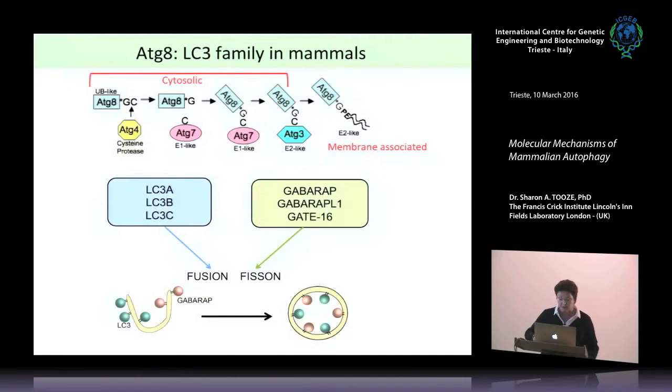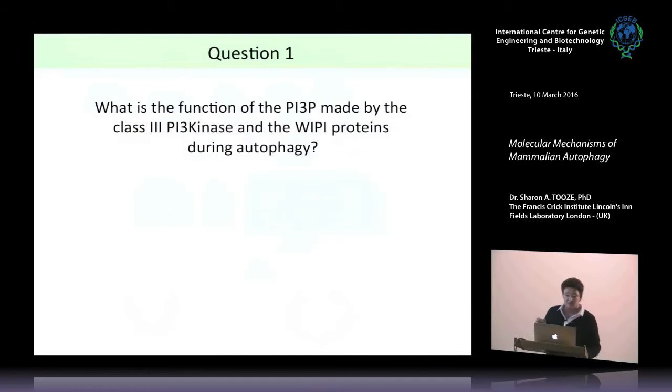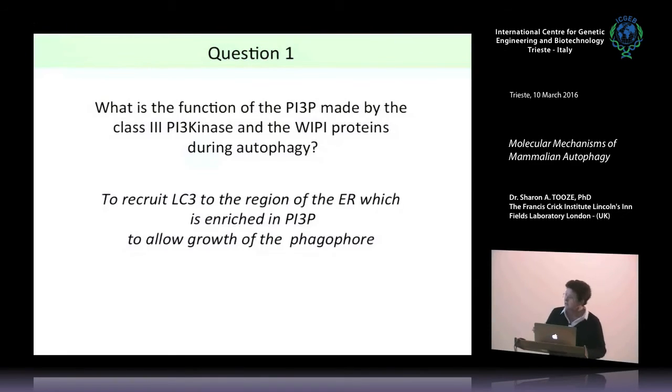So as I said, I'll address two questions. I guess you're already aware that I'm interested in the PI3P, and we've studied it a lot. We wanted to know what the function of this unique PI3P pool was during autophagy. We knew that the WIPI proteins were effectors, that they bound the PI3P. But when we first started these studies, we had no idea what the purpose of a PI3P effector was in this pathway. Why was it there and what was it doing? What I'm going to show you is that the function of the WIPI proteins is to recruit the LC3 to the region of the ER, which is enriched in PI3P, to allow growth of the phagophore.